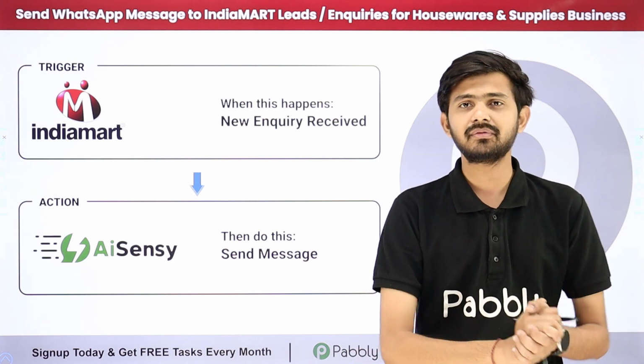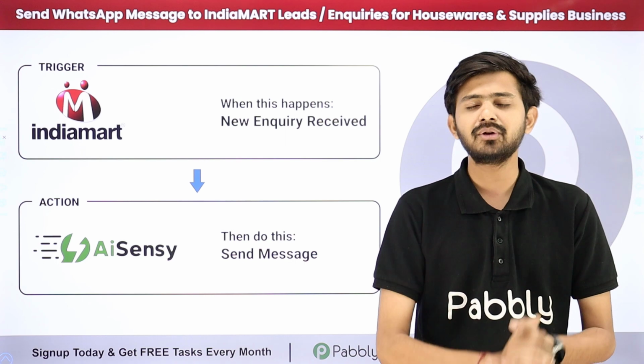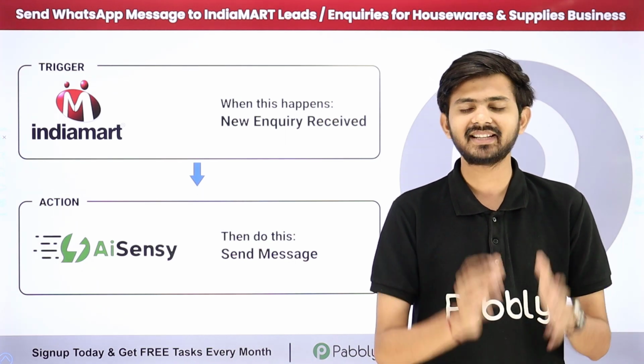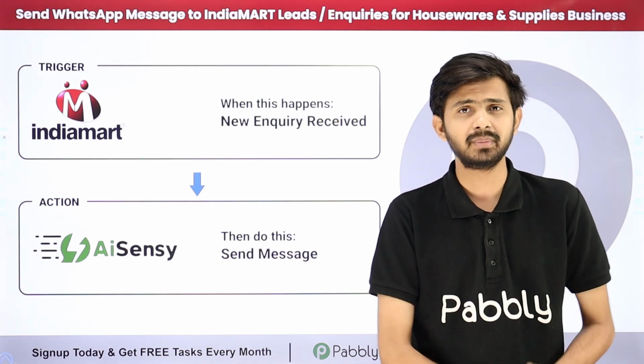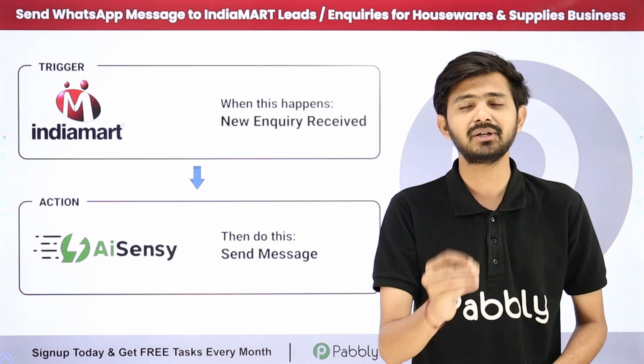So I'm running a houseware business and I have added my business on IndiaMART. Now through IndiaMART, I'm going to receive a lot of leads and new inquiries. What I want to do is that whenever I receive a new inquiry or a new lead through IndiaMART for my houseware business, then automatically I want to send a personalized WhatsApp message to that particular lead or inquiry.